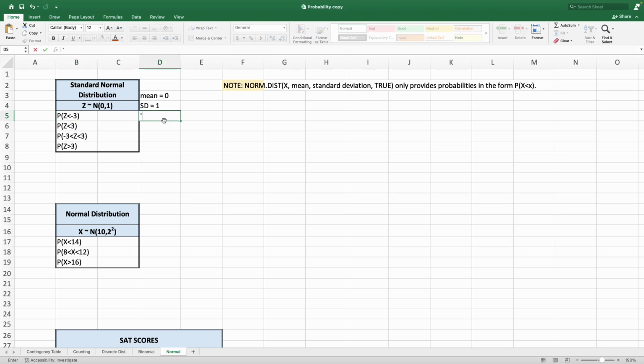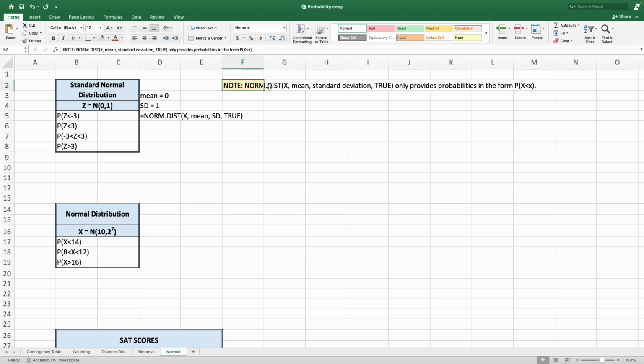It's going to be norm.dist. So we'll do, it's going to be the x value, and then the mean, and then the standard deviation, and then we're going to say true. Okay, so this is the formula we're going to use. So we're going to put our x value, then the mean, then the standard deviation, and then write true.